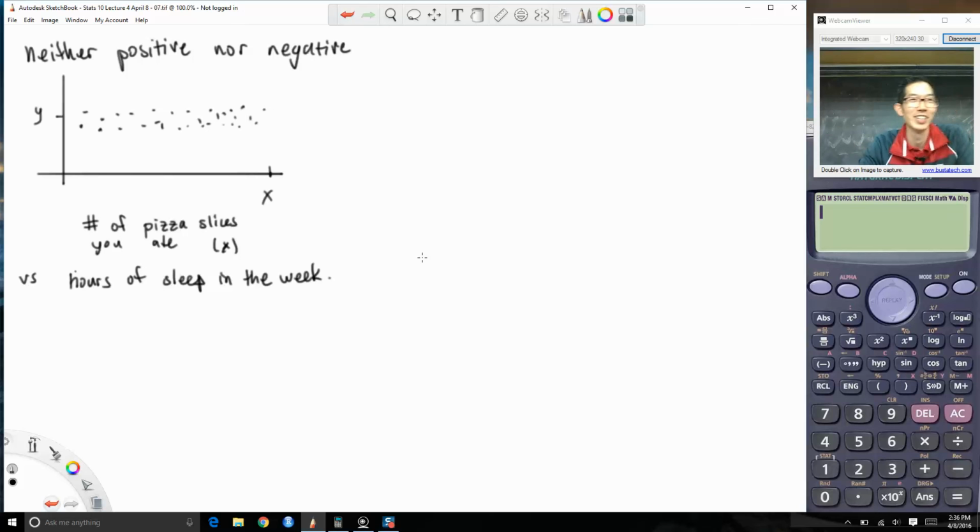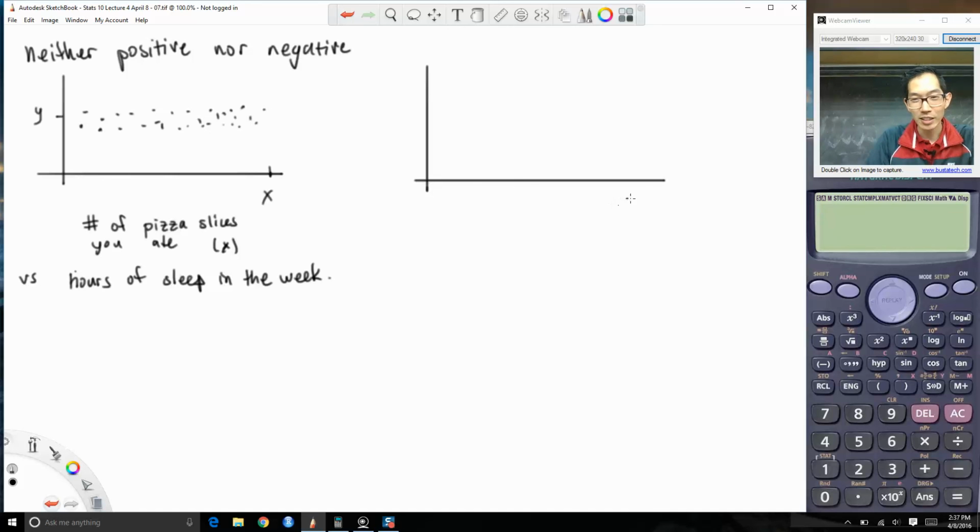Okay, I don't know why that's the example, but that's the example, all right? So, number of hours of sleep you get in the week probably will be fairly steady, right? I mean, some weeks you're not going to get that much sleep, but I don't know if there's going to be a trend relationship that depends on how much pizza you eat. I don't know, unless you have some strange habit of only eating pizza during finals week or something.